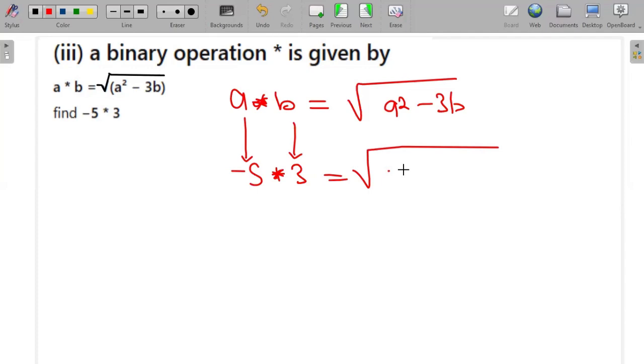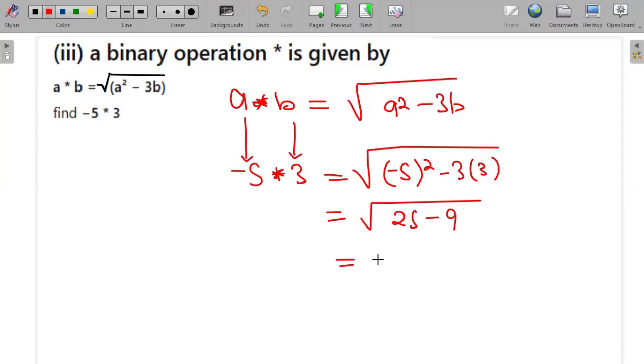So this A squared will be minus 5 squared minus 3, and then the B is 3. So this will just be the root of 25 minus 9, which will just be the root of 16. So this will just be what? 4. Okay, it's just 4. And that is all. All right, so that's the answer there.